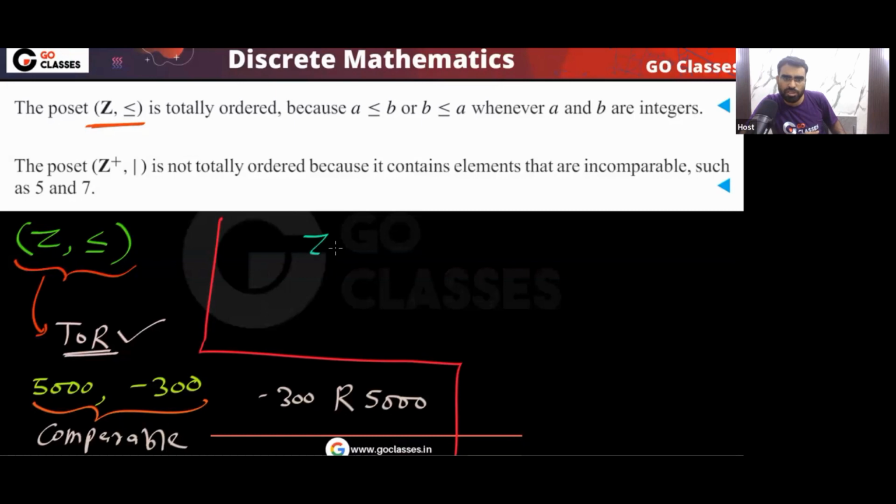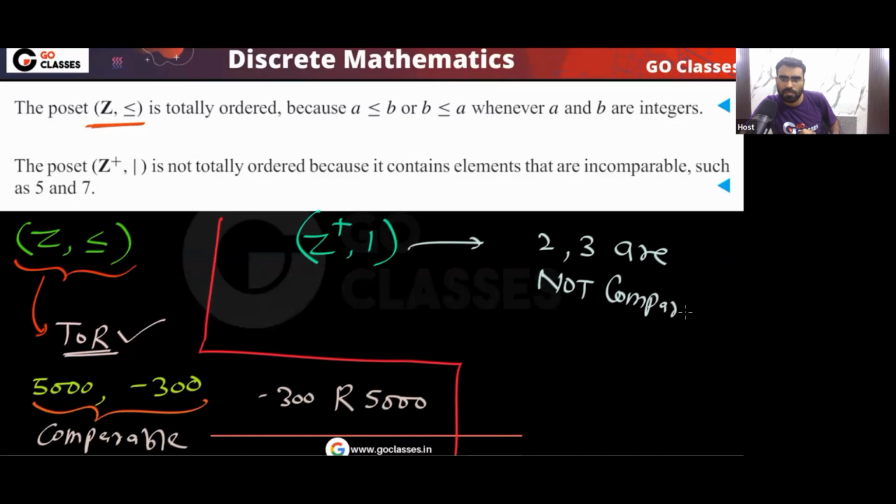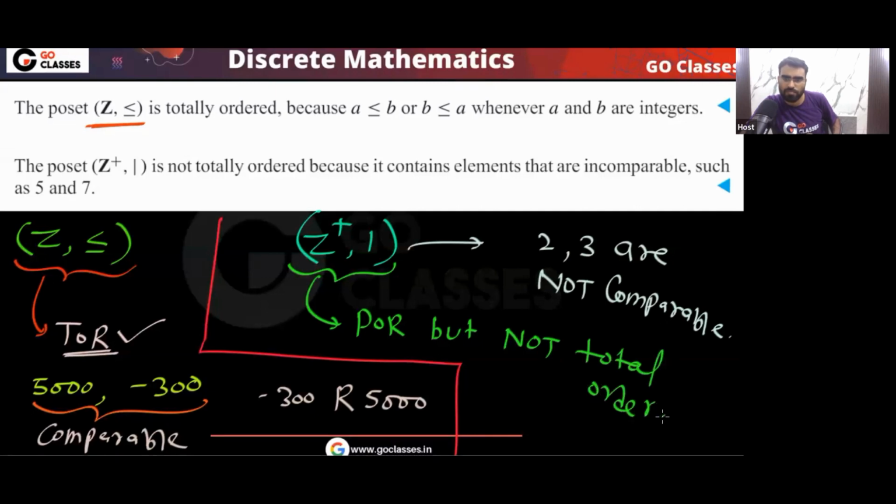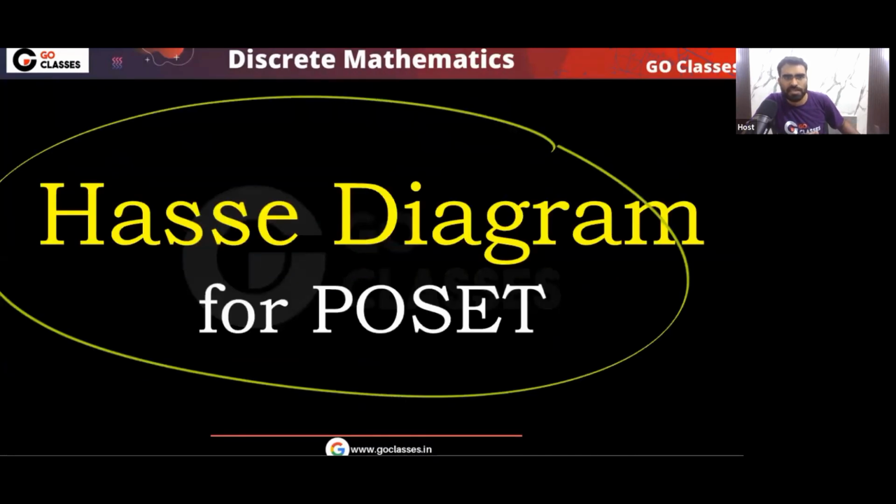This is positive integers with the divides relation. Now here, can I say every pair of elements is comparable? You can easily see 2 and 3 are not comparable. So immediately you can say this is a partial order relation, but not a total order. In the next session, we will see the Hasse diagram of the POSET.